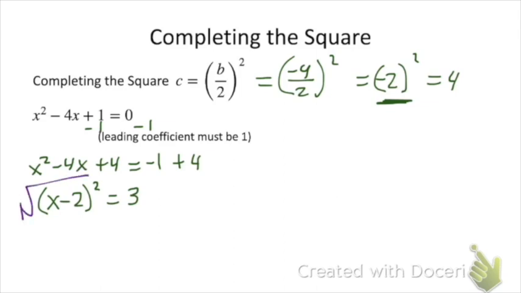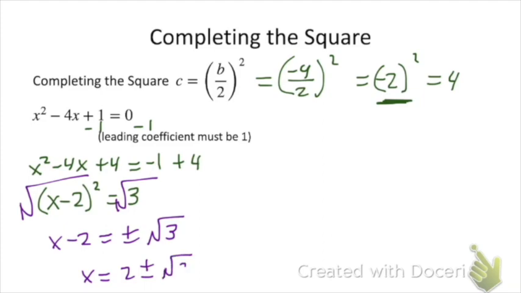We use the square root property. Take square root of both sides. And we get x minus 2 equals plus or minus square root of 3. Add 2 to both sides. And we get x equals 2 plus or minus the square root of 3. And that is my solution. That is completing the square.